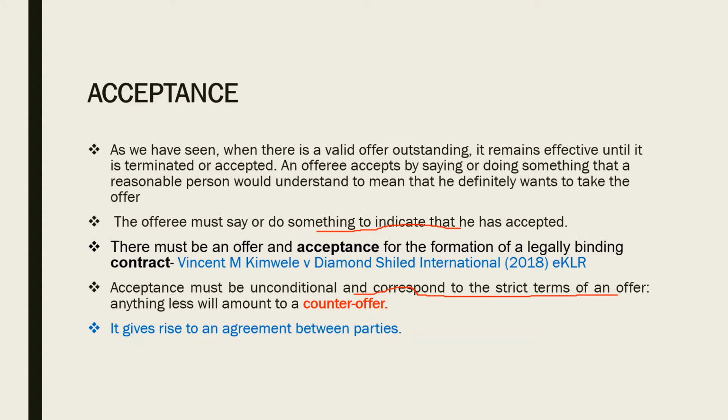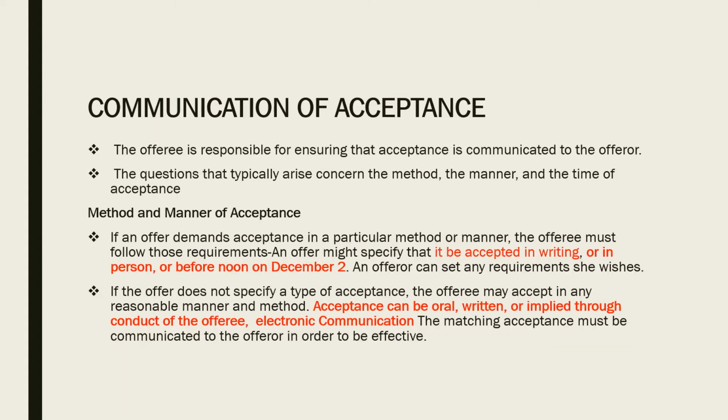And so remember that every time we have an offer and acceptance in place, this gives rise to an agreement between two parties. The next key thing you need to appreciate is that when it comes to acceptance, the offeree is responsible for ensuring that acceptance is communicated to the offerer. So if person A, the offerer, is selling a phone to person B, and person B accepts this offer at a specific price, person B must actually communicate to person A that they have accepted that offer.